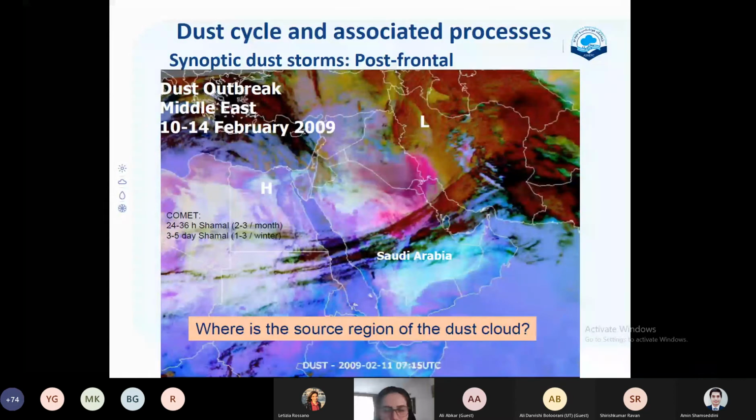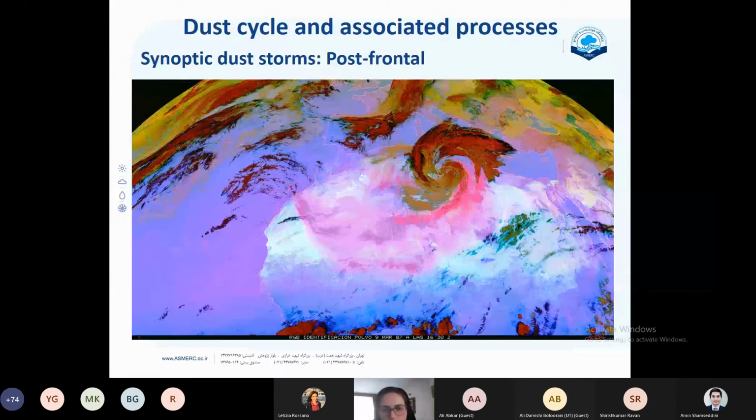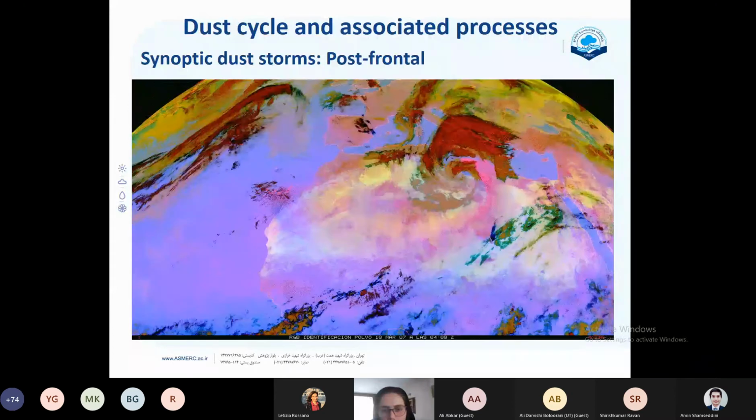This is one of the synoptic dust storms that is called postfrontal. You can see again those black cirrus clouds that are accompanied with postfrontal clouds, and these are one of the signs that forecasters use in order to see better and also nowcast them by satellite.